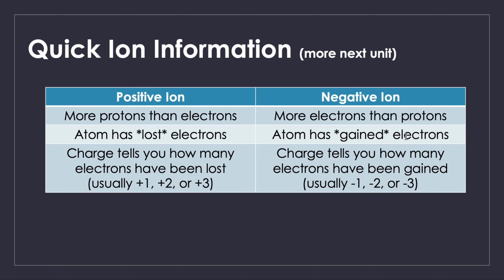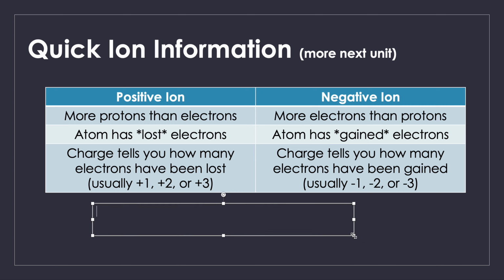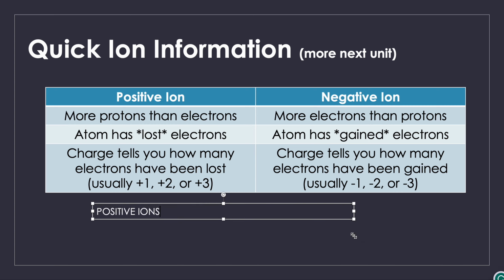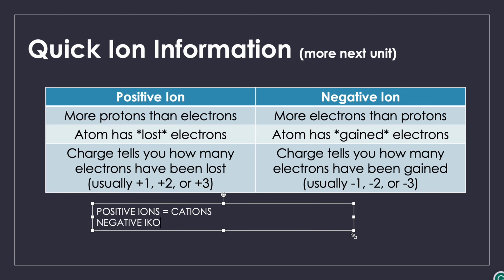A negative ion is when it has more electrons than protons. The atom has gained electrons. So here we can have the charge as well, the most common are -1, -2, or -3. Another name that we have: the positive ions are also called cations, and the negative ions are also called anions. Those are two terms that you should be familiar with. Cation, positive ions; anions, negative ions.